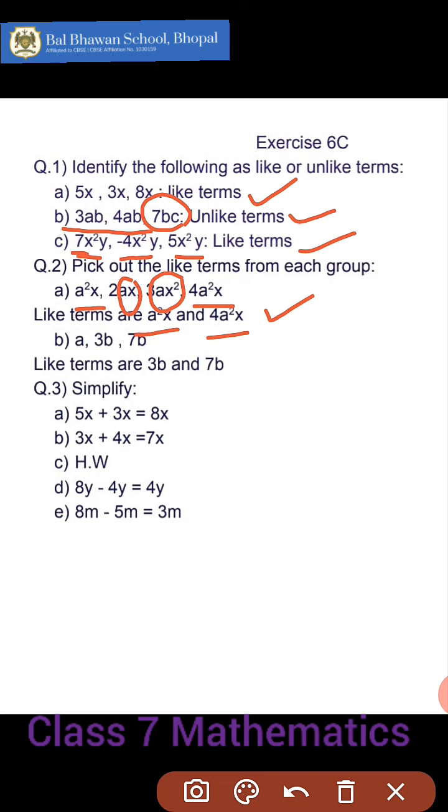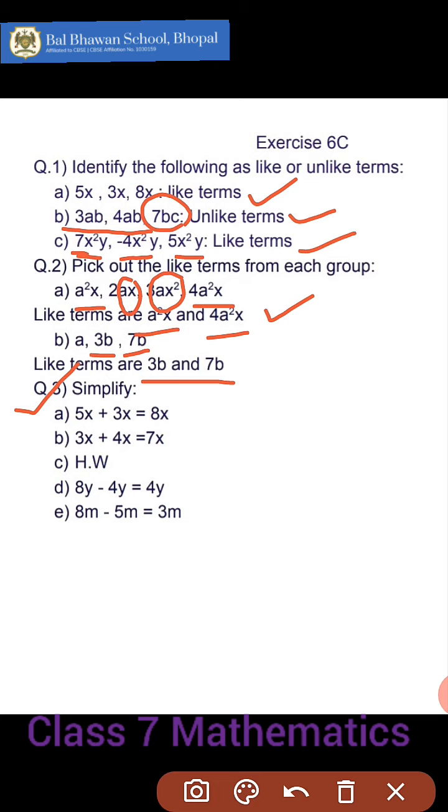The next one, a, 3b and 7b. So it's very clear that 3b and 7b are like because both of them are having b as the variable and the power of b is also same. Now children, simplification. Remember one thing, children, that we can add or subtract only the like terms. The unlike terms cannot be added or subtracted.